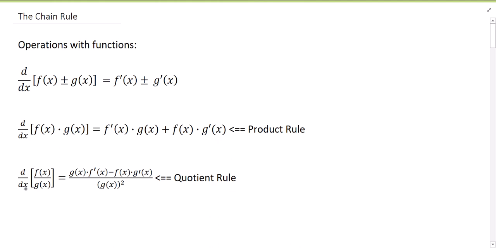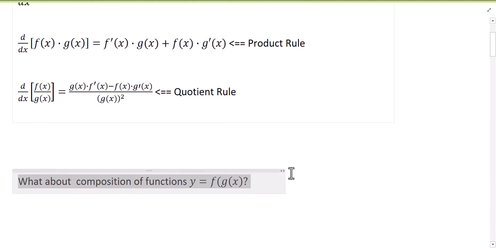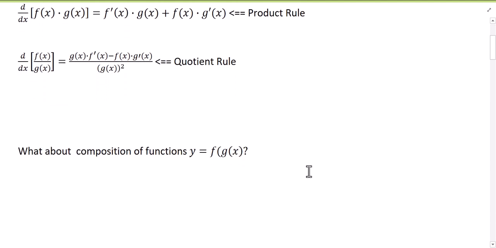The quotient rule is when you have division of two functions. And this is our quotient rule. So then when do we use the chain rule? Well, there's one other operation that we haven't discussed, and that is the composition of functions. So how do we find the derivative when you have composition of functions? And so that is where the chain rule will come in. So the chain rule is used when we have composition of functions.